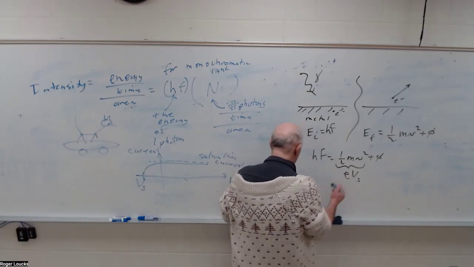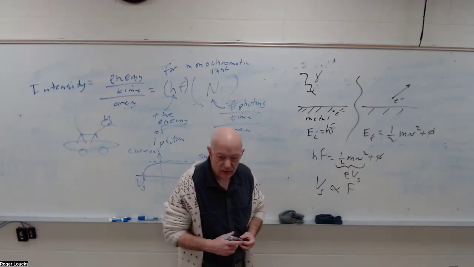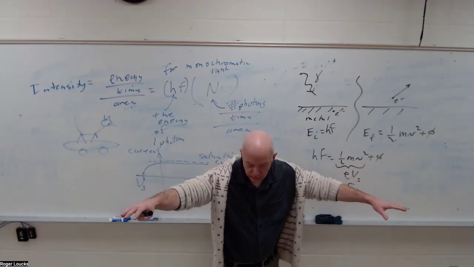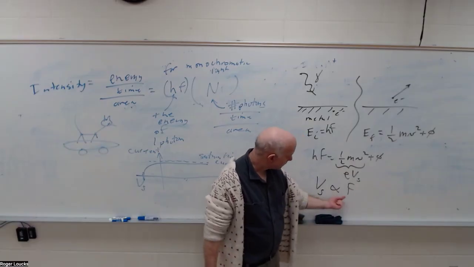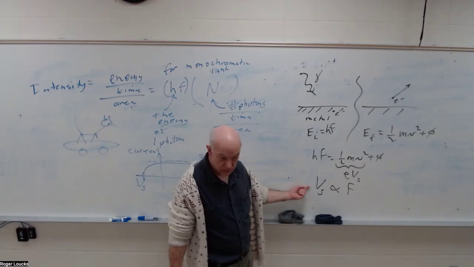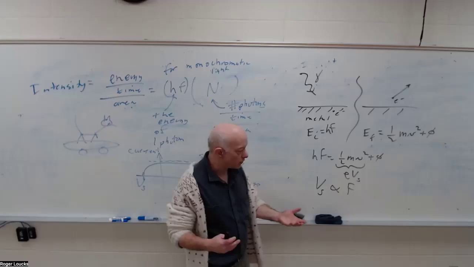So what this means here is that your V sub S, your stopping potential, is directly proportional to it. Again, it's not quite because of this phi here, but we're just going to pretend that's not a big issue. So that means if your F doubles, what does your V sub S do? Doubles. Okay. Now you have to be a little careful here. Again, just say that it doubles.